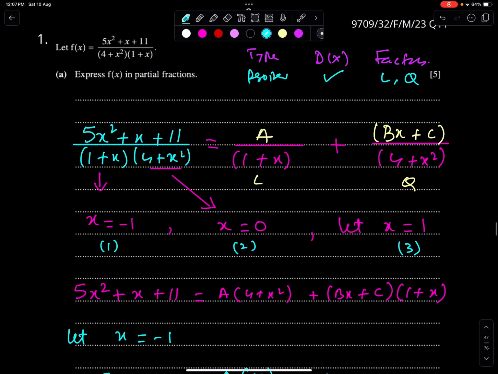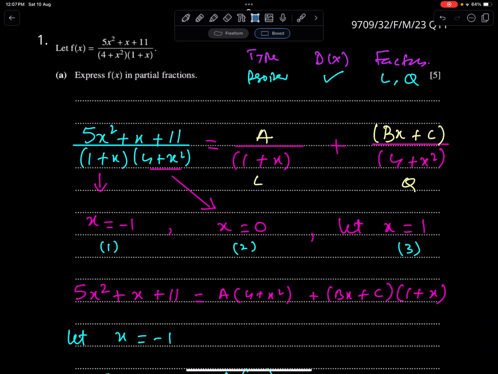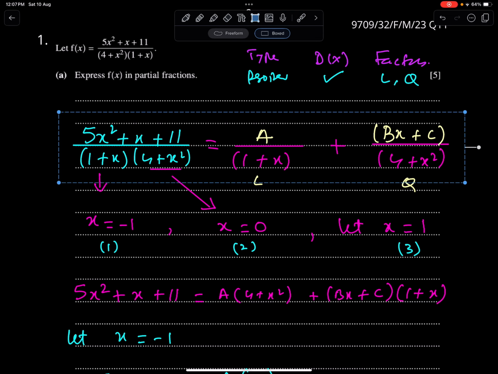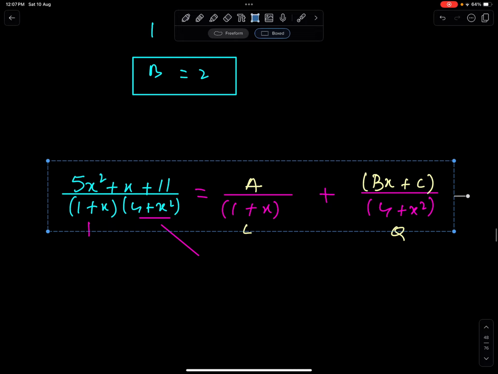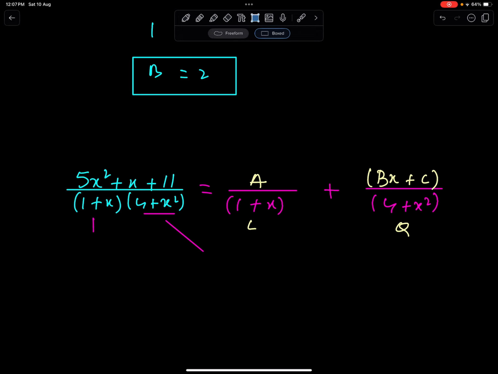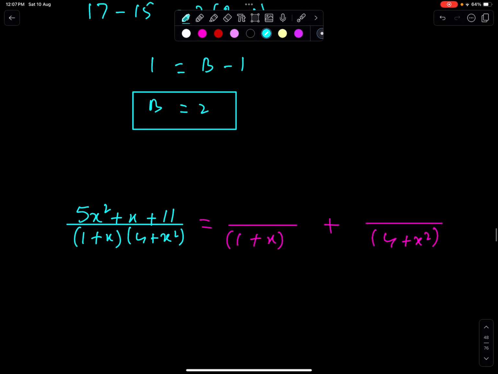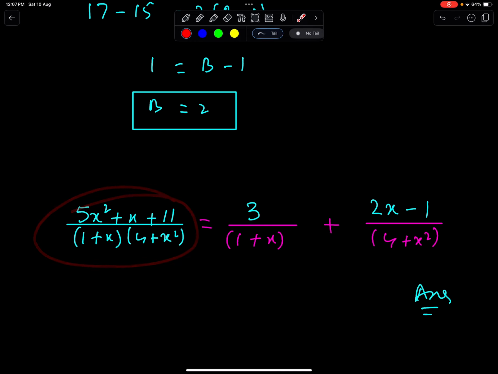Now substitute all these values into this equation. So A is 3, B is 2, and C is -1. This is the required partial fraction of this fraction.